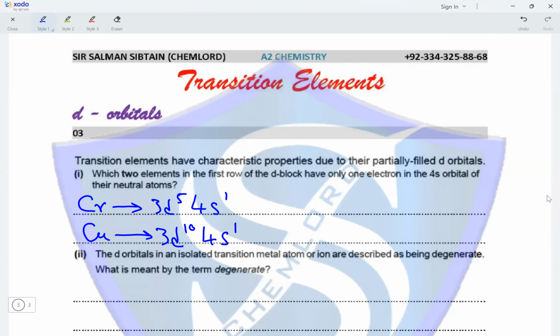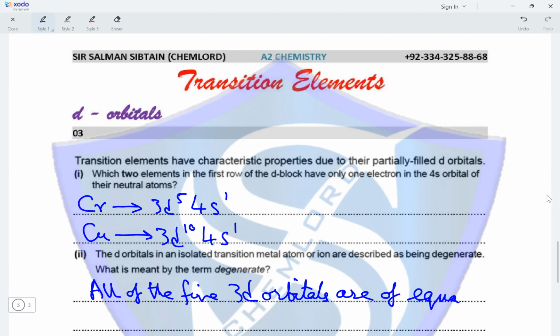The d orbitals in an isolated transition metal atom or ion are described as being degenerate. What is meant by the term degenerate? All of the five 3d orbitals are of equal energy.